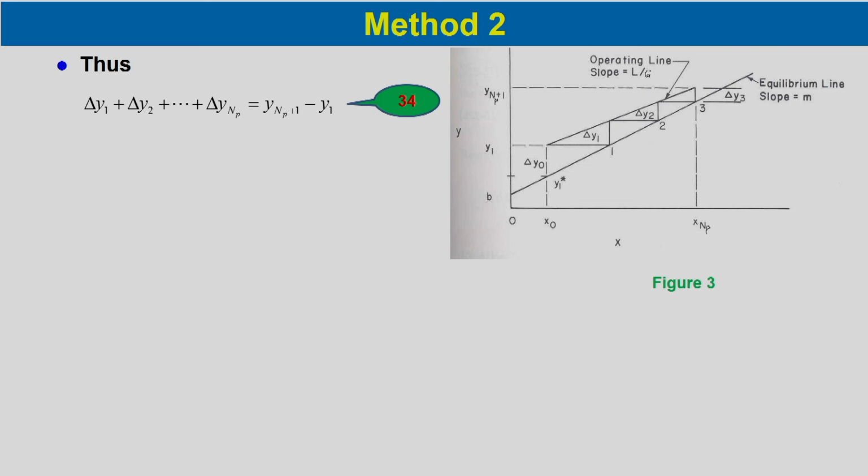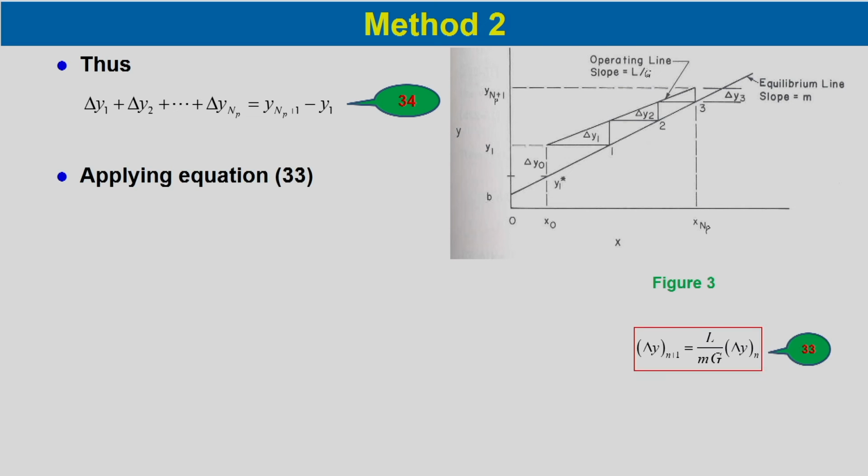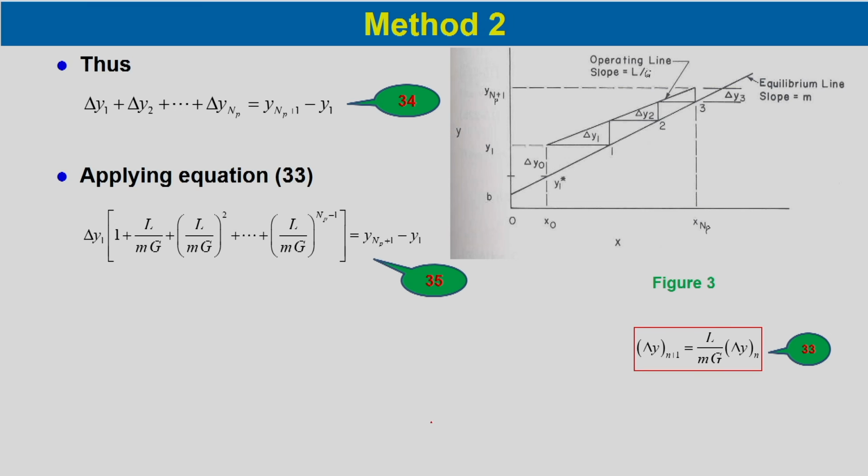So, we can write delta y 1 plus delta y 2 and up to delta y n p would be equal to y n p plus 1 minus y 1. So, this sum would be constant, with this difference of inlet to outlet concentration. Now, applying equation 33, we can write delta y 1 into 1 plus L by m g plus L by m g square and so on, up to plus L by m g to the power n p minus 1, would be equal to y n p plus 1 minus y 1.